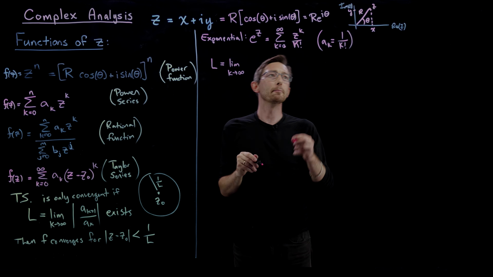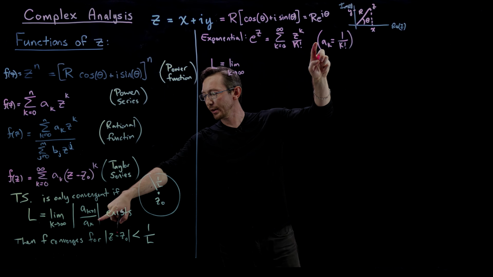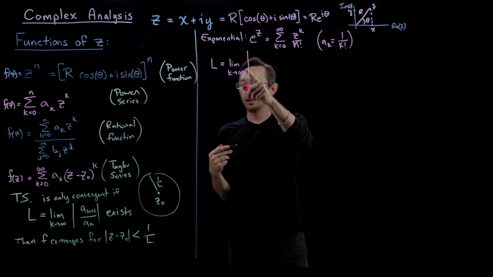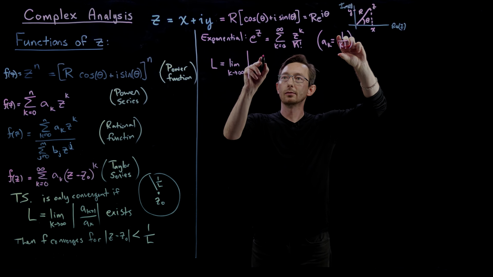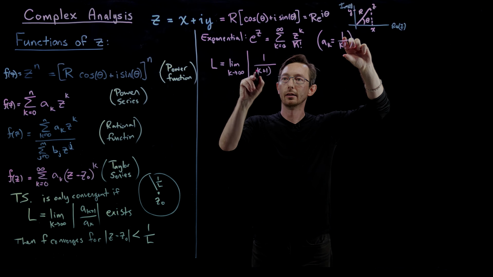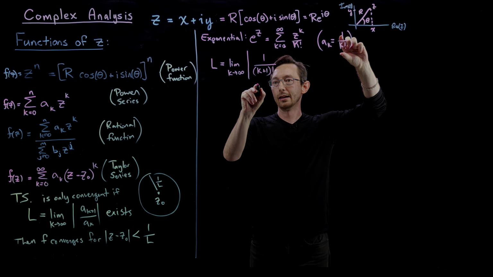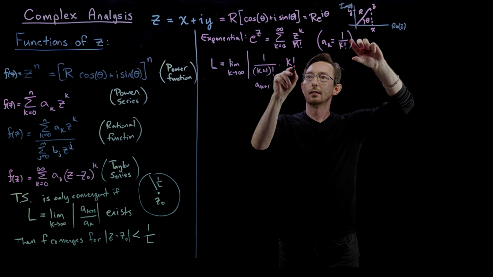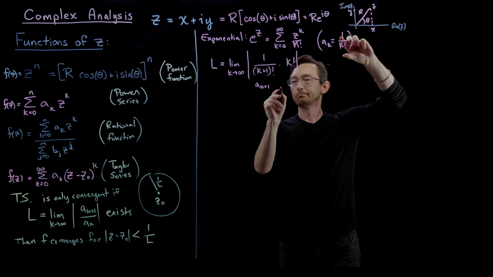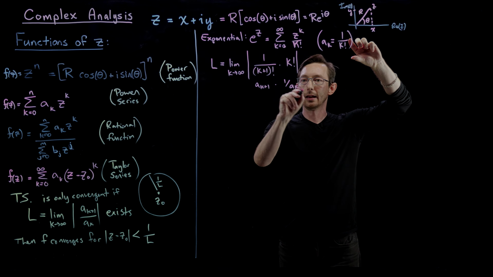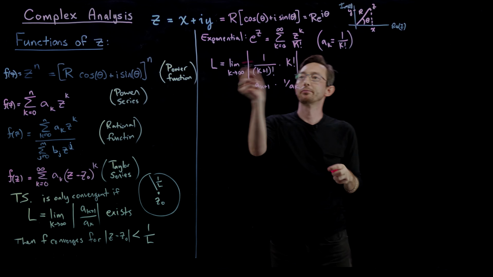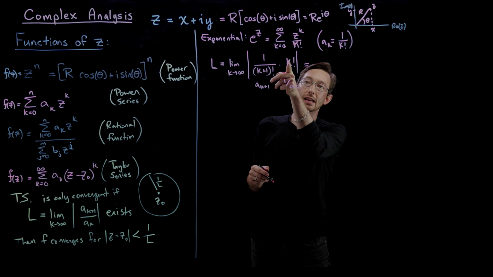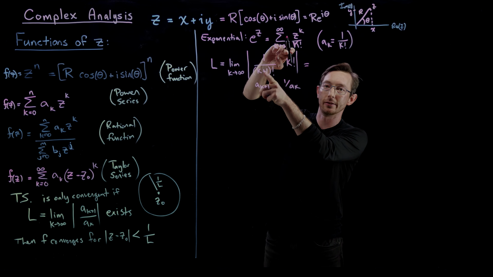Of k goes to infinity of a_(k+1) divided by a_k. Okay, and I've got to be really, really careful. a_(k+1) is 1 over (k+1) factorial, times 1 over a_k, and 1 over a_k is k factorial. And that equals 1 over (k+1) factorial times k factorial. All of the k factorial inside of here cancel out.